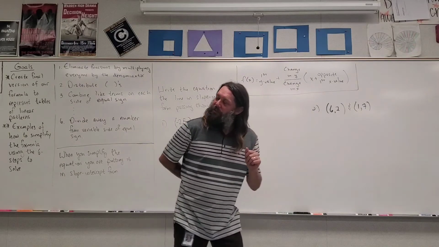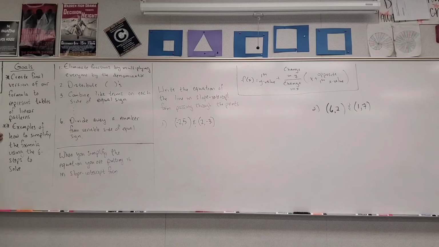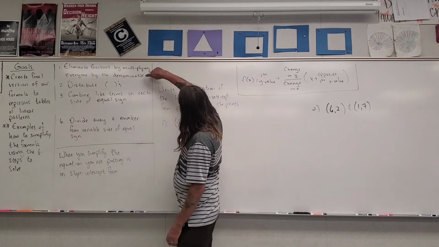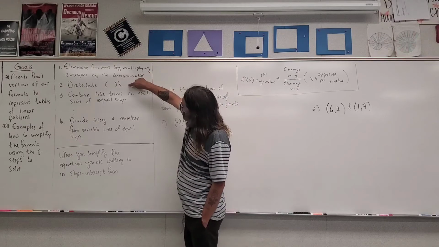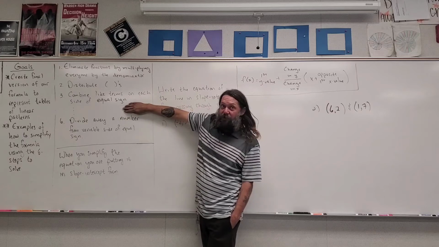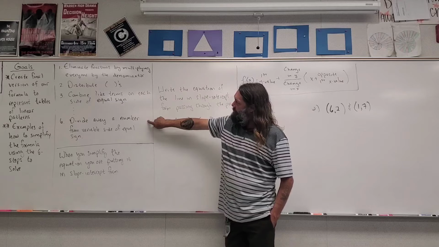I'm back. So let's go ahead and continue with our second goal, and that's examples of how to simplify the formula using the 6 steps to solve. Now I wrote down most of the 6 steps. Step 1, eliminating fractions by multiplying everyone by the denominator. Step 2, distribute. Step 3, combine like terms on each side of the equal sign. We don't need step 4 and step 5. And step 6, divide away a number from the variable side of the equal sign.